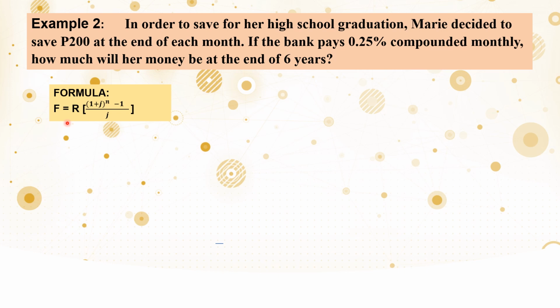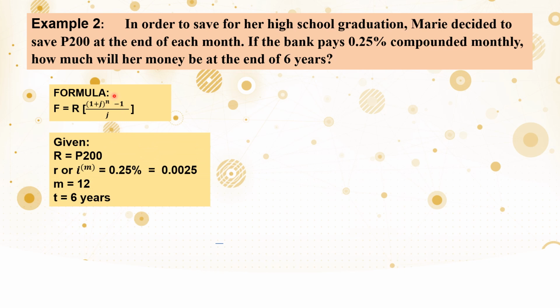And to find the future value, we are going to use this formula. So what are the given in the problem? We have 200 pesos, which is our periodic payment or R. 0.25% is our rate, or I raised to M. And 0.25% must be written into decimal. So just move the decimal place twice to the left.